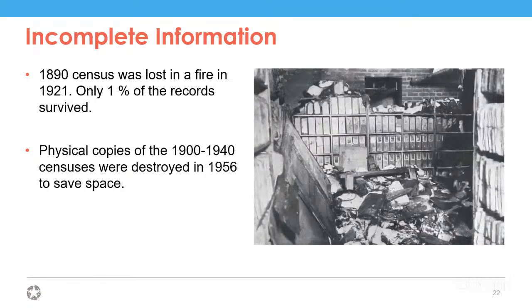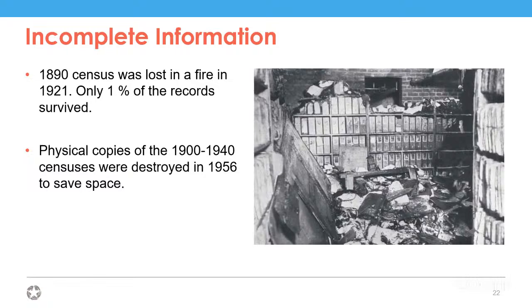So they got fairly toasted, as well as water damage from the process of putting out the fire. The water damage is also notable in some of the earlier census records as well, but the one that received the biggest hit was the 1890s. Only 1% of records survived.